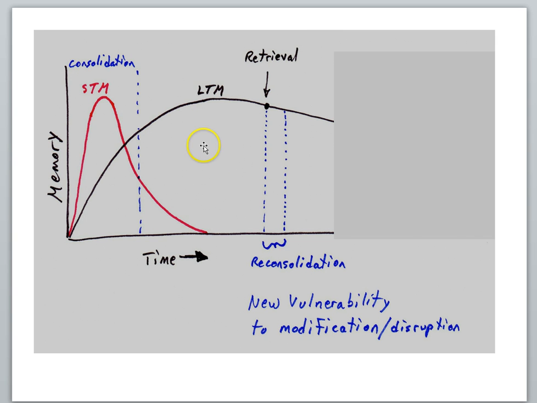Now, using our graph, the idea would be, we've already done system consolidation of some kind of memory. It's out here in long-term memory, but when we retrieve that memory, it becomes vulnerable to procedures that can block consolidation-like processes. So we have to reconsolidate the memory in order to retain it in long-term memory.